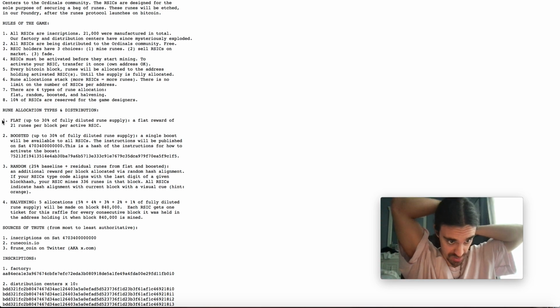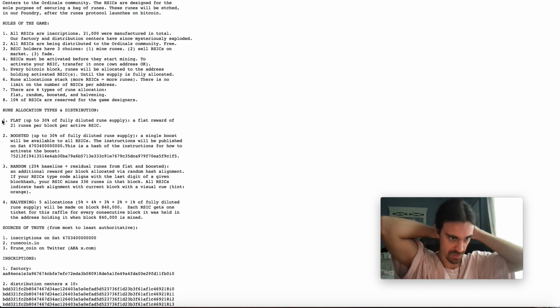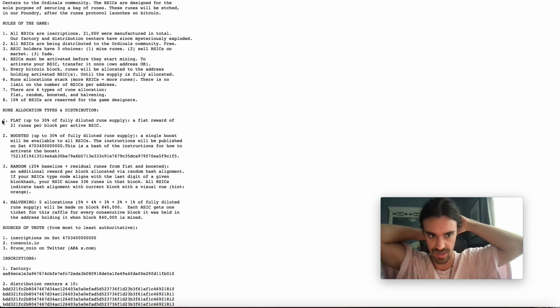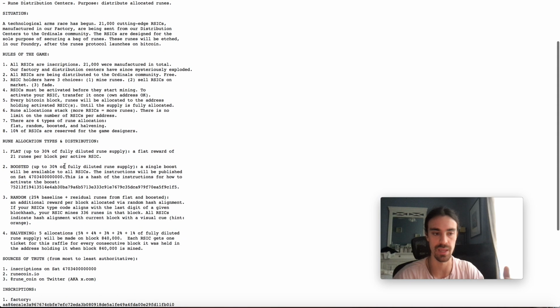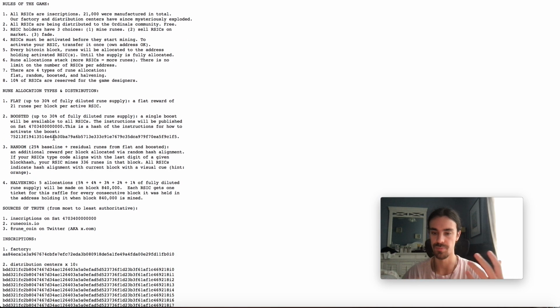So they get a flat up to 30% of fully diluted rune supply, a flat reward of 21 runes per block per active RSIC. So what that means, active RSICs: when you get one airdropped in your wallet, initially it's not going to be active the second it hits your wallet. What you have to do is make a simple transfer, whether it's to someone else's wallet or to your own wallet, and from there the Rune miner RSIC will be active, actively mining 21 runes per block.